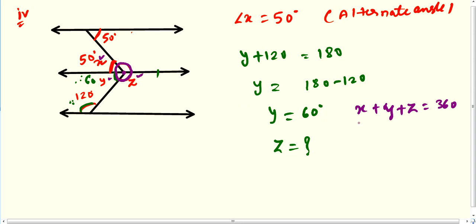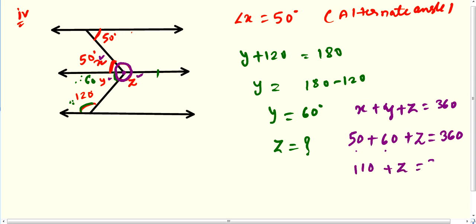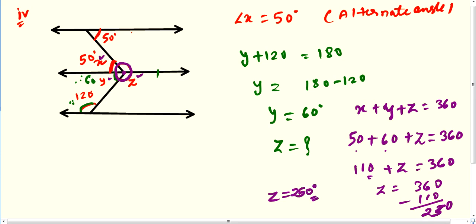Now the value of x, as we have calculated, is 50 degrees, the value of y is 60 degrees, plus z that we have to find, so we will write z equals to 360. Now 50 plus 60 will give you 110 plus z equals 360. Transpose this value to the right hand side, so z equals 360 minus 110. So finally z equals 250 degrees. This is your required answer for x, y and z.